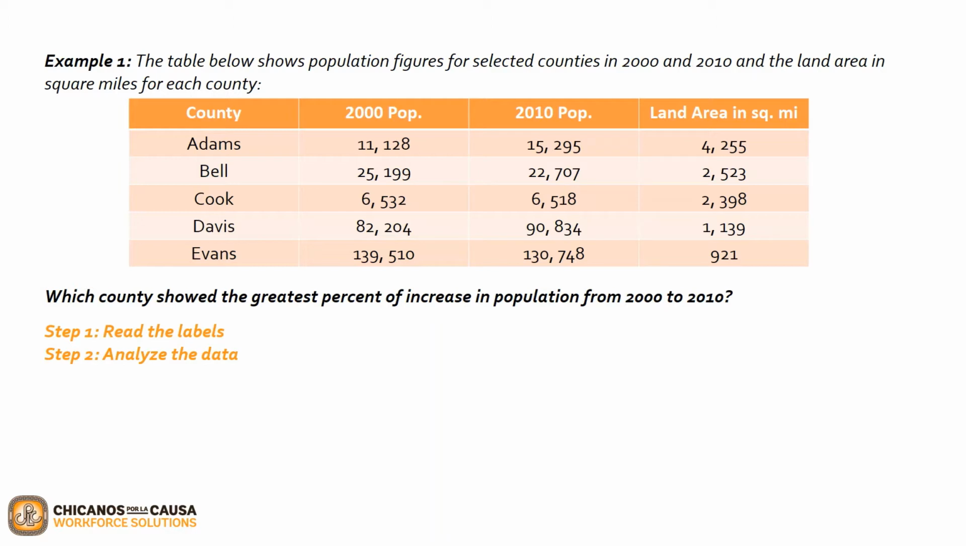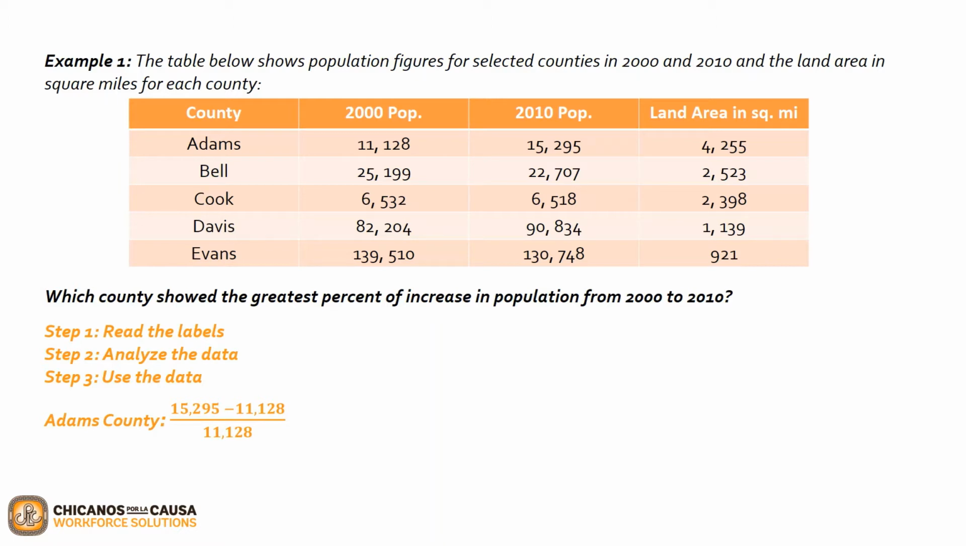This leads us to step 3, use the data. So our question is not asking us to determine which counties grew in population, but is asking us about the greatest percent increase. To find this, we have to find the percent increase individually for both Adams and Davies. Then we can compare both of those percentages to determine the largest increase. So let's go ahead and start out with Adams County.